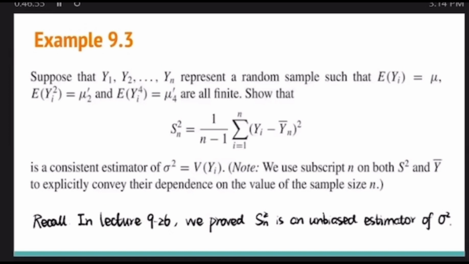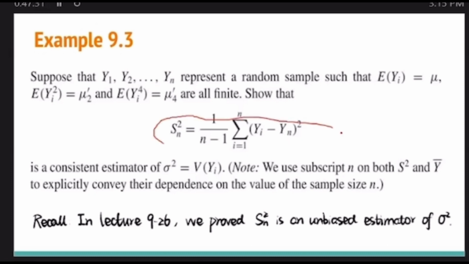Suppose y1 up to yn represent a random variable such that the expected value of y equals mu, the expected value of y squared equals mu 2. The mu 2 that you are seeing is what we call the second moment. The expected value of y to the fourth equals mu 4, like a fourth moment. Then they are all finite. Finite means you can get a value for them. They are determinate. That is what I mean.